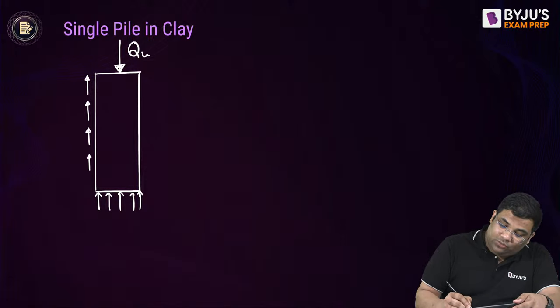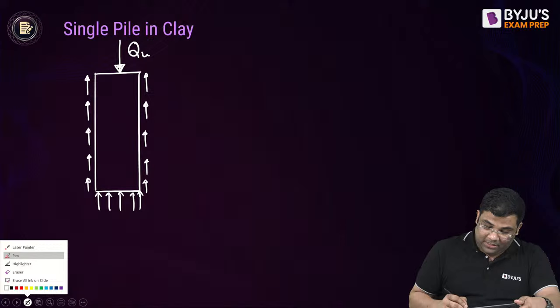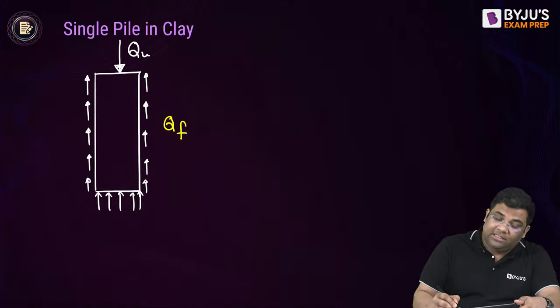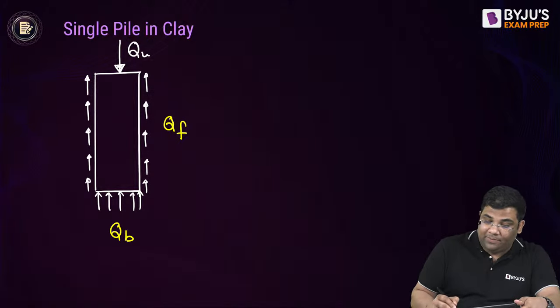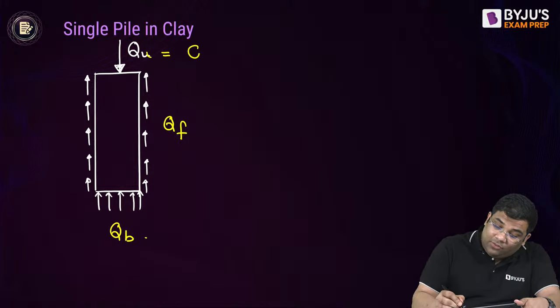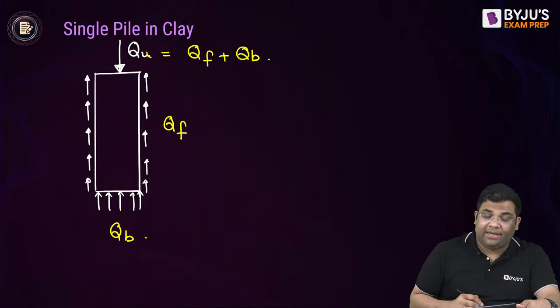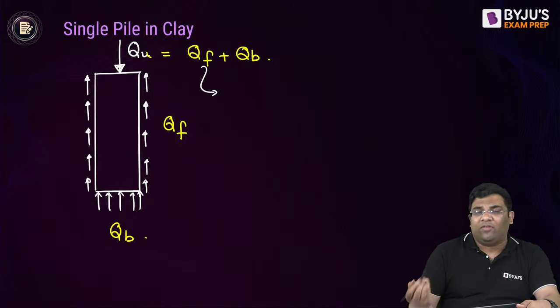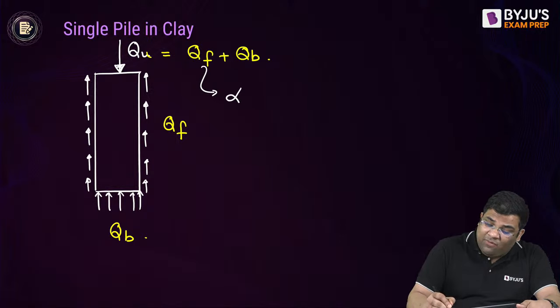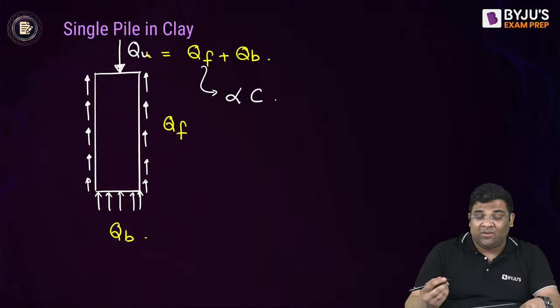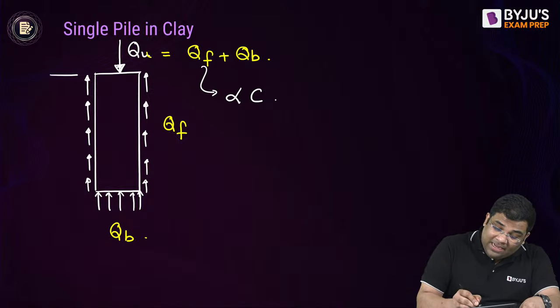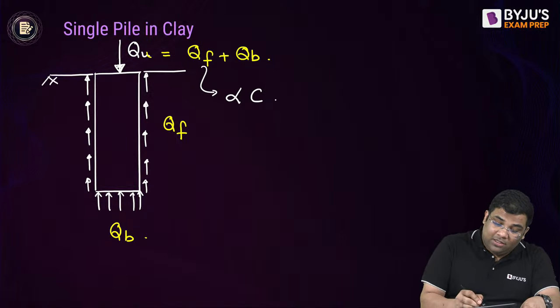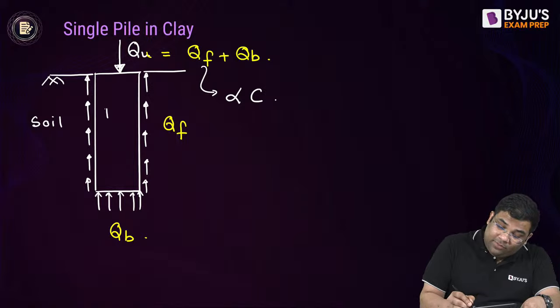So if I want to find out QU, it will be a combination of two things: the frictional resistance or skin friction resistance, and the end bearing. Now this ultimate load will be equal to QF plus QB. Now these are loads. Loads are what? Stresses into area. For frictional, I take the stress as alpha into C. Alpha is the adhesion factor because there is adhesion between the pile and the soil. This is the ground level, so here there is soil, and there is adhesion between pile and soil.